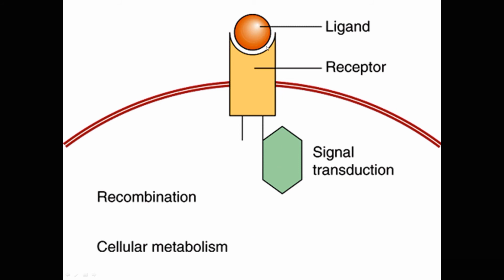This is a schematic presentation. Every step may be damaged: the ligand-receptor interaction, the signal transduction, the recombination, or the cellular metabolism in immune competent cells responsible for the production of antibodies.